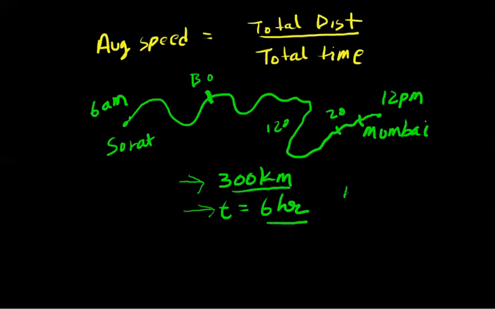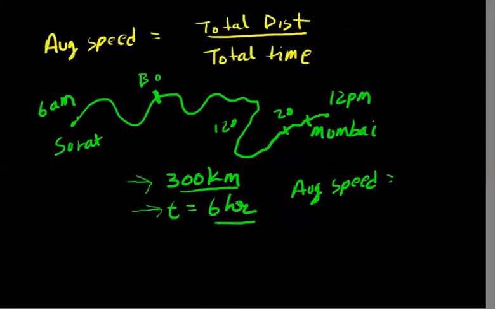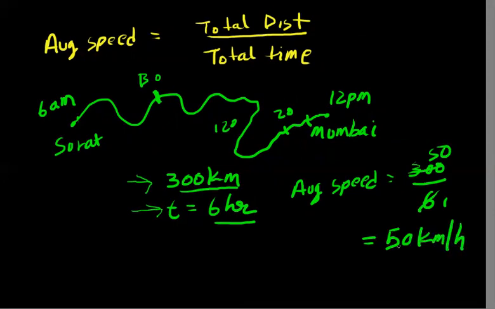So average speed equals total distance divided by total time. Total distance traveled is 300 kilometers divided by total time of 6 hours. So I can say 6 fives are 30, 6 zeros are 0, so my average speed is 50 kilometers per hour.